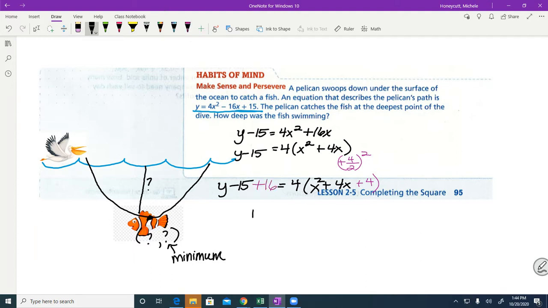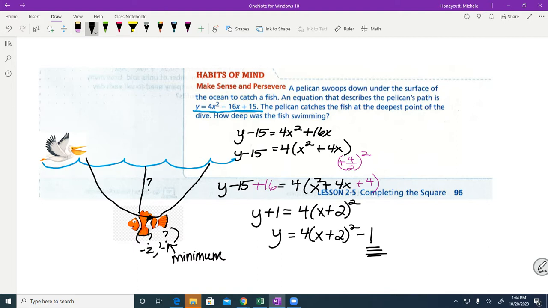So if I simplify the left side, y plus 1 equals 4. I can go ahead and factor this into x plus 2 squared. Subtract the 1 on both sides. Y equals 4 times x plus 2 squared minus 1. So remember that minimum is that last number. So the vertex is -2, -1. That means the minimum is -1.